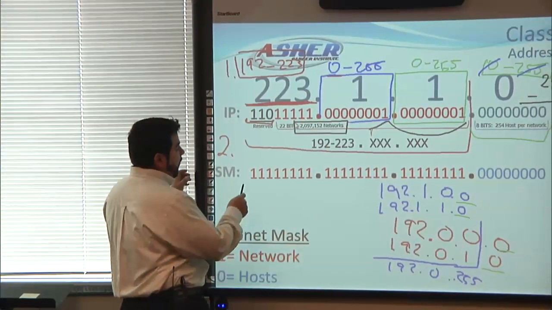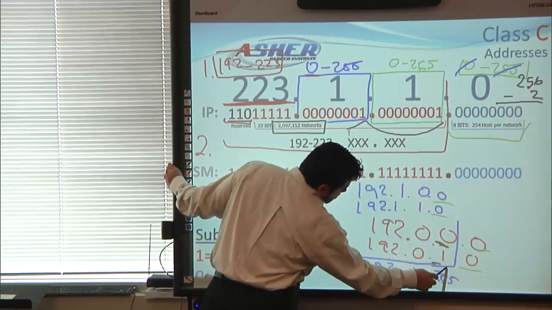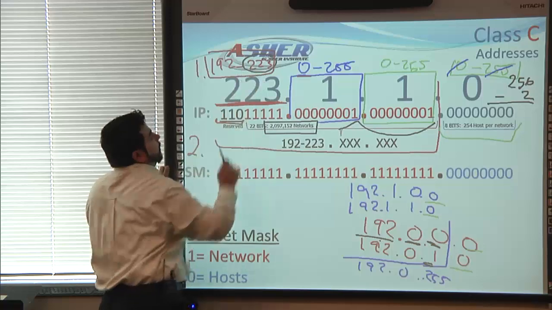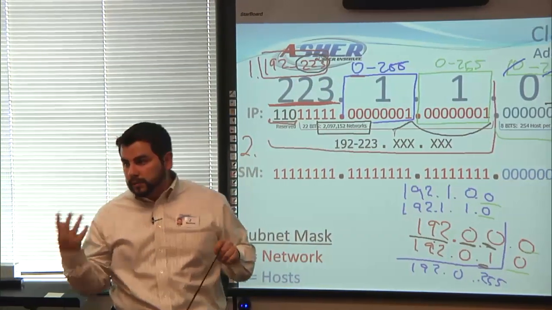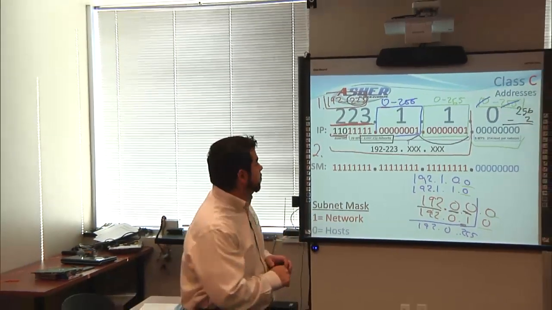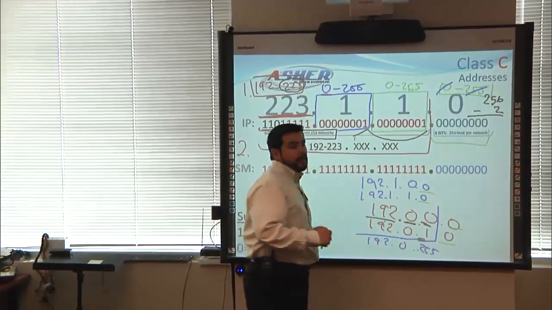Okay, so because we have anything between here to here to here, and this being a max of 223, that's how we get 2 million networks in the world that are Class C IP addresses. Okay, and each one of those can have up to 254 computers in their network.